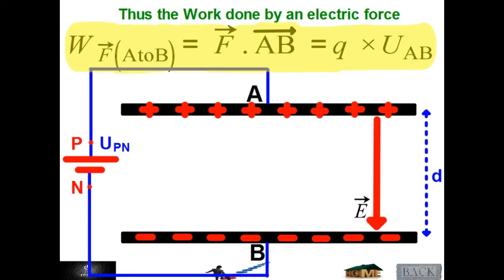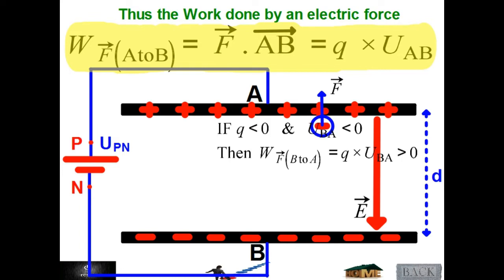Now, if I have a negative charged particle initially at the negative plate, it will experience an electric force opposite to the electric field, since it's a negative charge. And here the negative charge will accelerate toward the positive plate. Here the charge is moving from B to A. Thus the work done by the electric force from B to A equals Q times UBA. But as we notice, Q is negative and also UBA is negative.